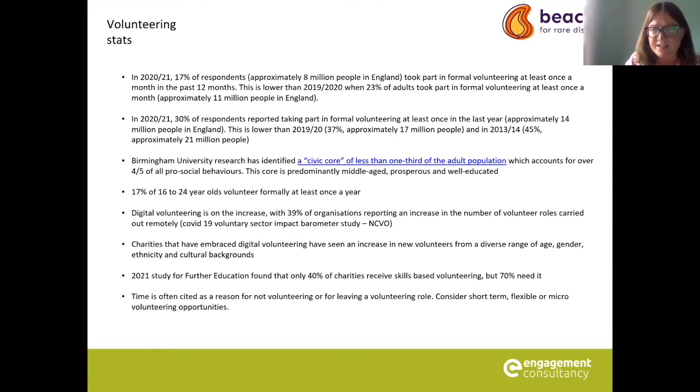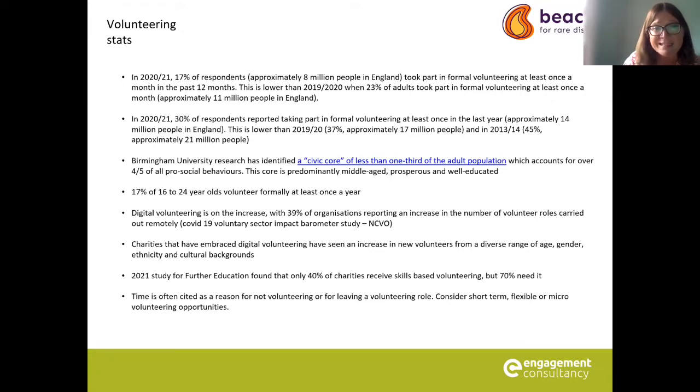The other thing to consider is skills-based volunteering. When we were talking earlier about having a really clear offer, it's sometimes presented as we just need more people, we just need more time. But actually it's about thinking through whether you need skills. The survey done for further education found that 70% of charities need skilled volunteers, but only 40% are actually receiving them. So there's a huge gap between what is needed and what is being received. It's worth thinking about skills-based volunteering and how you can improve that.